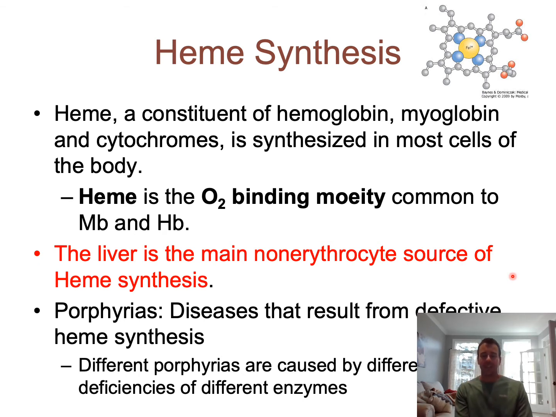The liver is the main provider of heme, although other cells can make it. Red blood cells also make a lot of heme. Porphyrias is a disease that results from defective heme synthesis, and it can be caused by different enzymes in the pathway. If you have enzymes screwed up in the pathway, that can all lead to this same disease.